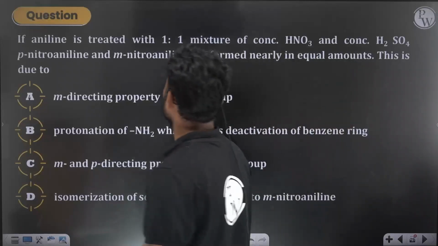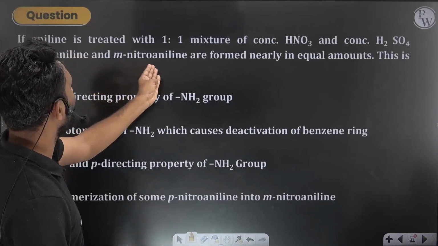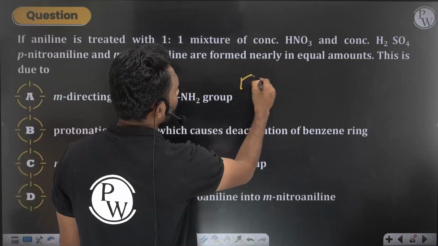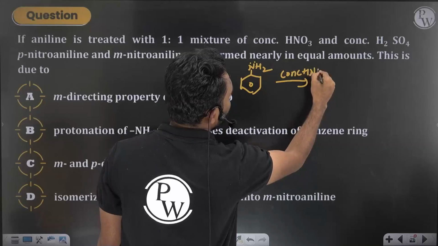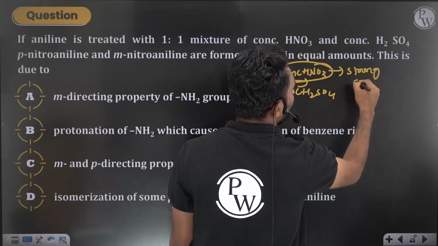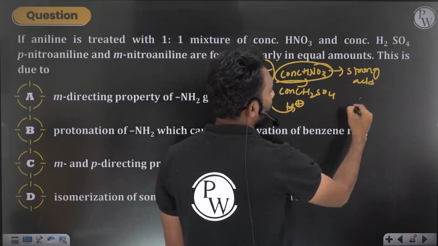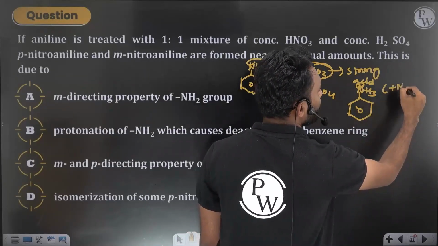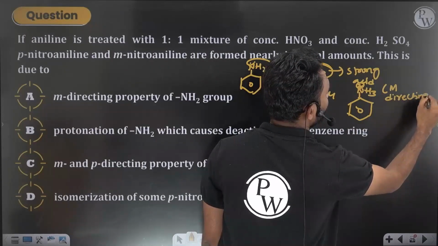Now, if aniline is treated with a 1:1 mixture of concentrated HNO3 and concentrated H2SO4, p-nitroaniline and m-nitroaniline are formed in nearly equal amounts. This is because aniline is in the presence of concentrated HNO3 and concentrated H2SO4, which are strong acids. Strong acids give H+. Due to the presence of this H+, the nitrogen lone pair of electrons will abstract this proton and form the ammonium ion. This ammonium ion is a meta directing group.